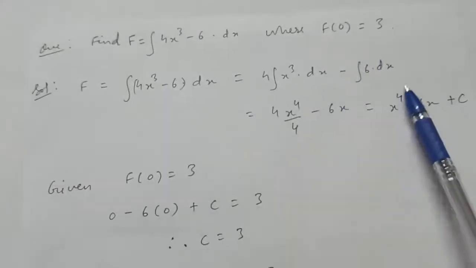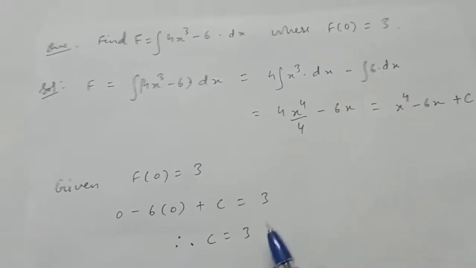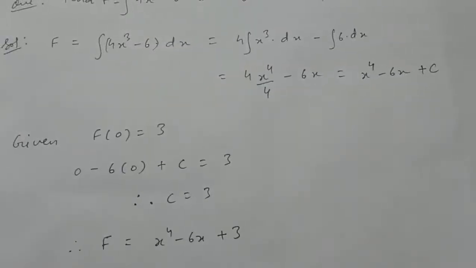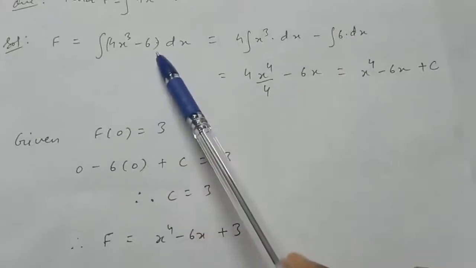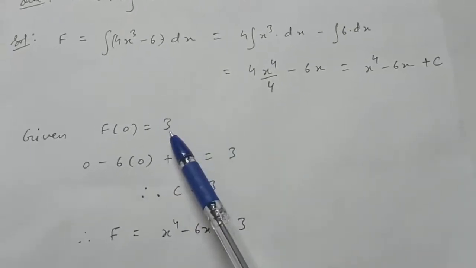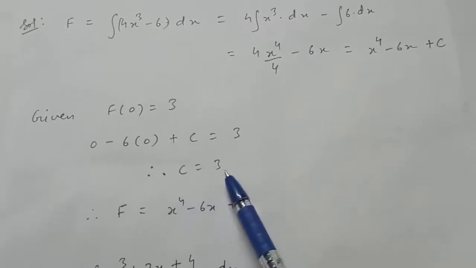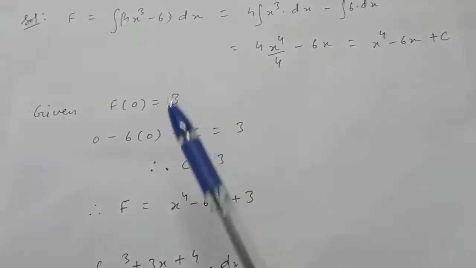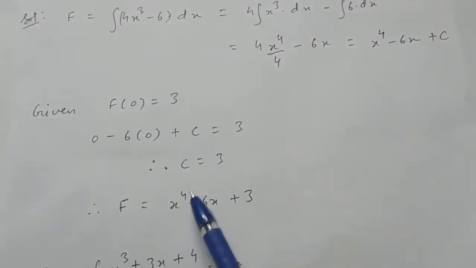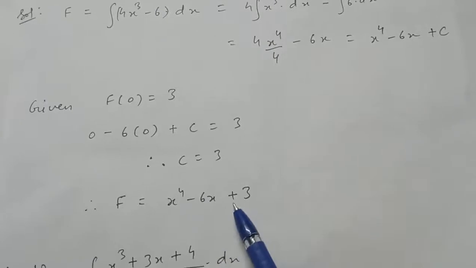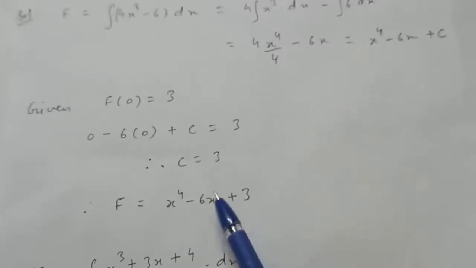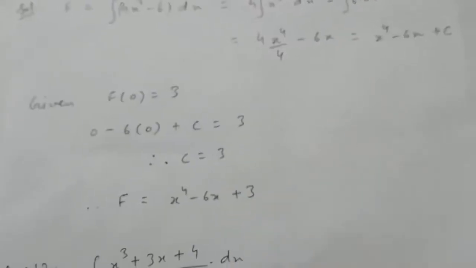So we can reduce this general solution to the particular solution, because at different values of c you will get different functions or different integrals of 4x cube minus 6. But because of this additional information, we got the value of c as 3 and we got the particular integral of 4x cube minus 6, which is x raised to the power 4 minus 6x plus, in place of c put 3. So this is now the particular solution because of this additional information given.